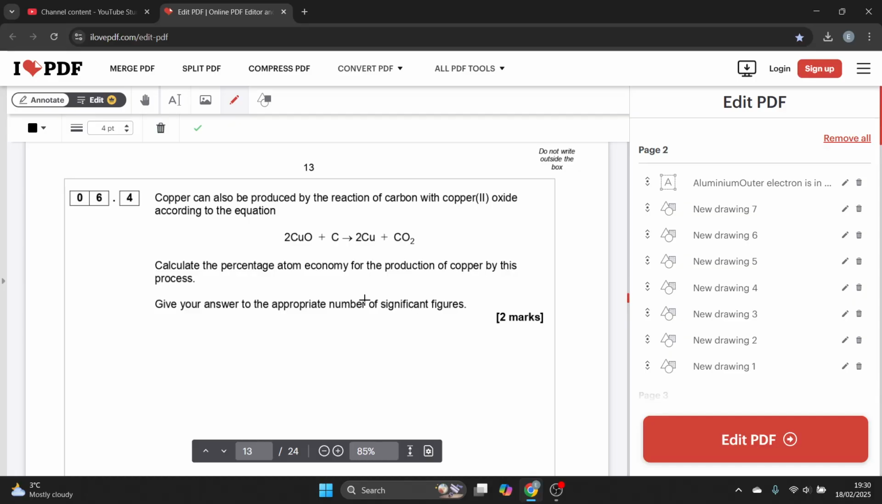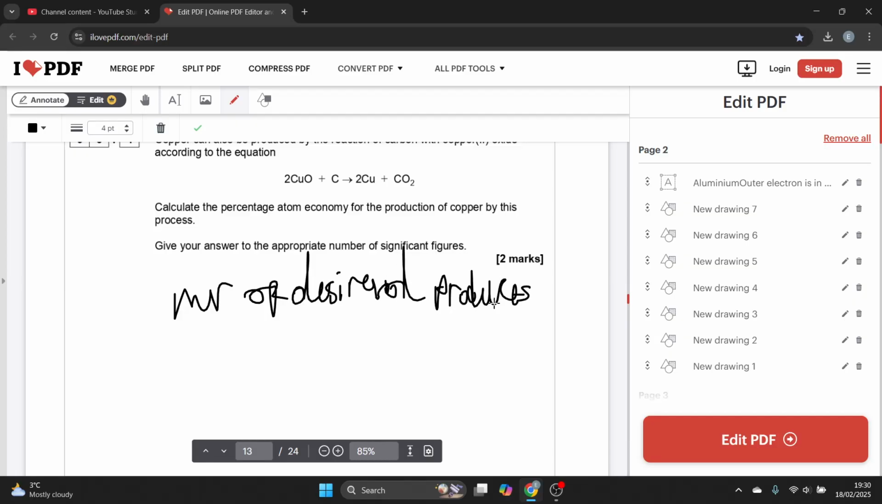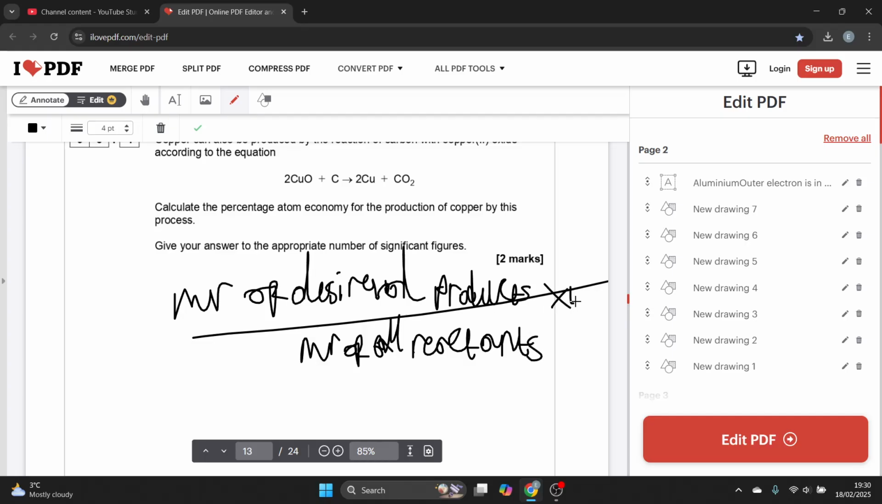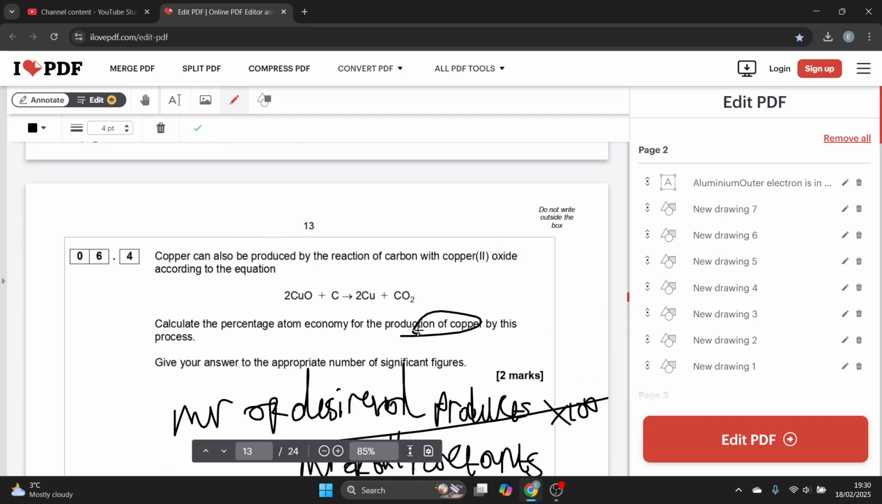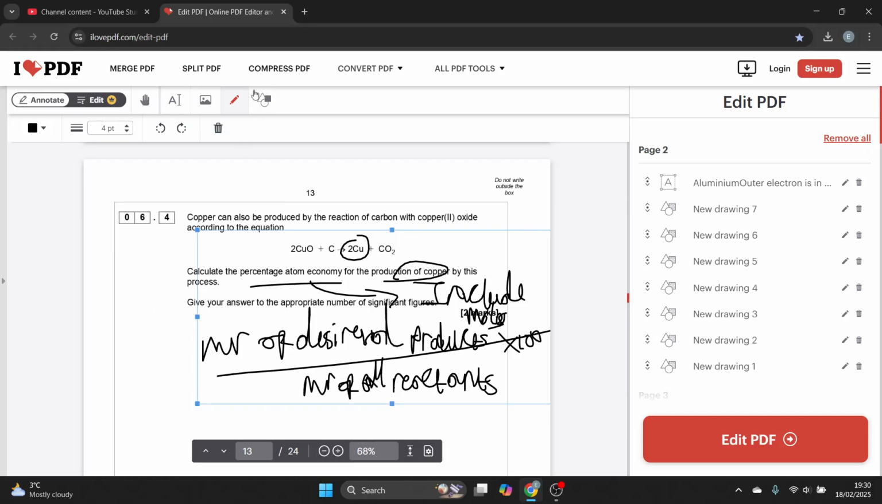Percentage, calculate percentage atom economy for production of copper. So percentage atom economy is the MR of desired products over MR of all reactants times by 100, right? And I want production of copper, which is that. But remember, for percentage atom economy, I include the number of moles, and that's really imperative. So I include number of moles. So for example, for the MR, I'm going to include the number of moles.